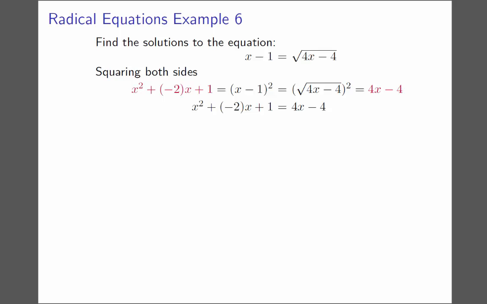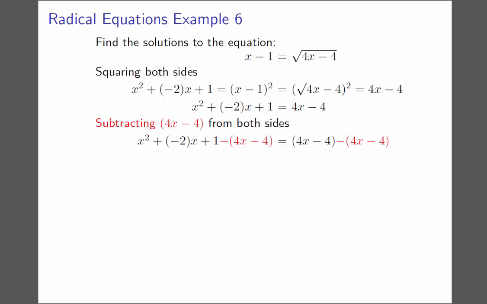Now this is a quadratic equation, so to solve it, we want to get 0 on one side, which we can do by subtracting 4x minus 4 from both sides. On the left, we have x squared minus 2x plus 1 minus (4x minus 4), while on the right, we have 4x minus 4 minus (4x minus 4), which is just 0.